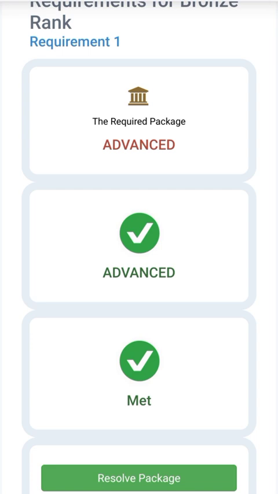Then your lesser leg PV at least should be what? 4500 PV. So you should have 4500 PV on the left and 4500 PV on the right. So looking at this requirement one here, this requirement one has been met. Why? Because look, the account is on advance already.